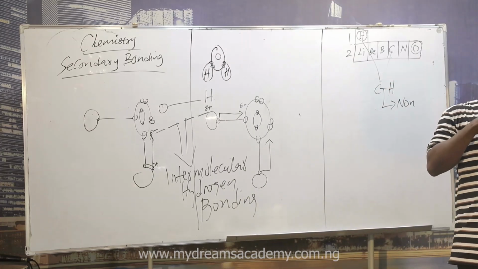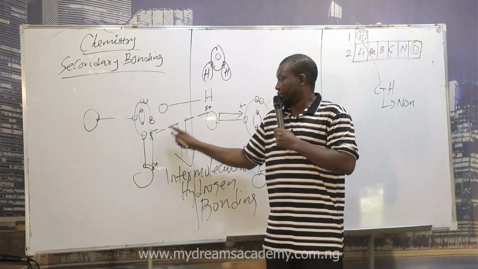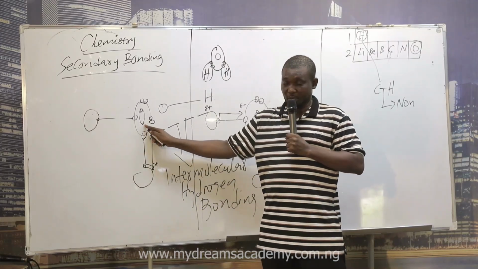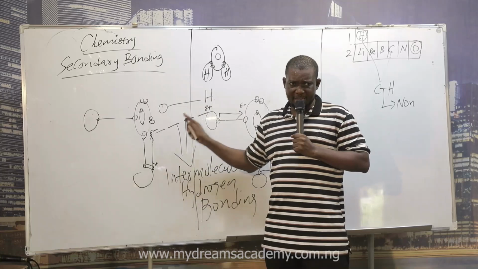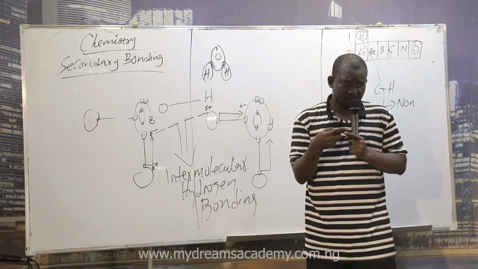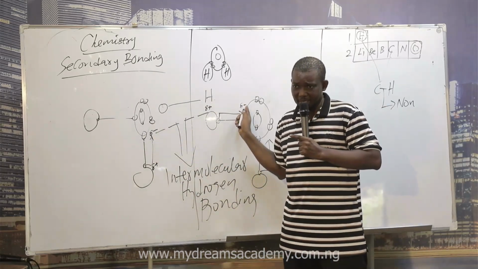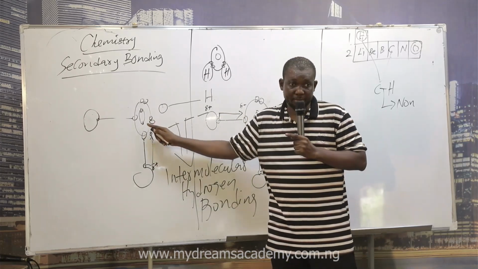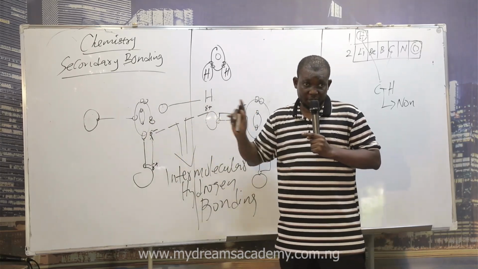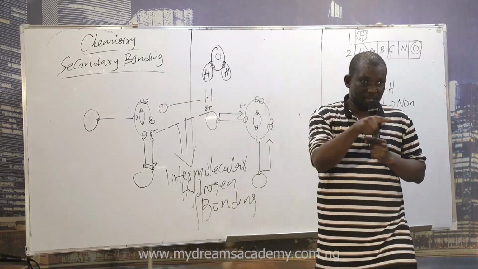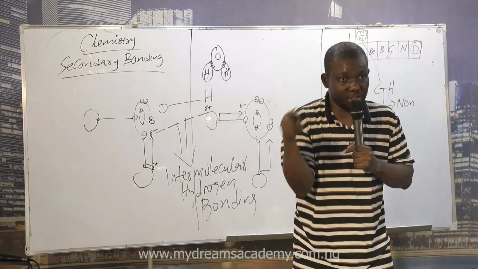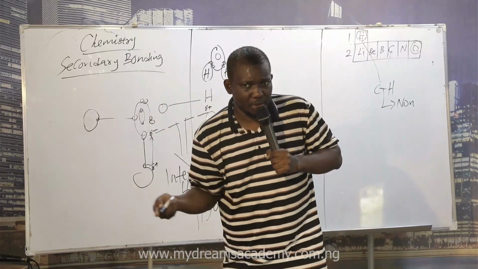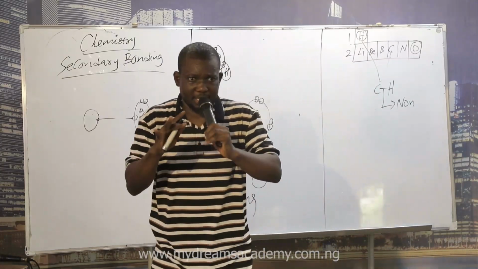We're getting to it now. Now listen to me. In this bond between this molecule and this molecule, is there any sharing of electrons? Did this share electrons here, or was there no sharing? Was there any form of transfer of electrons? There is no sharing. There is no transfer. It is not covalent because they didn't share. It is not ionic because there was no transfer. What is it? It is a secondary bond.